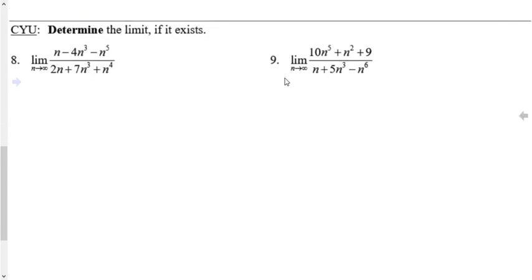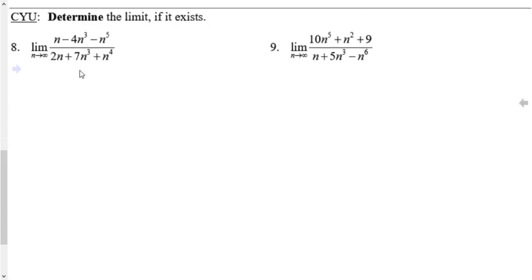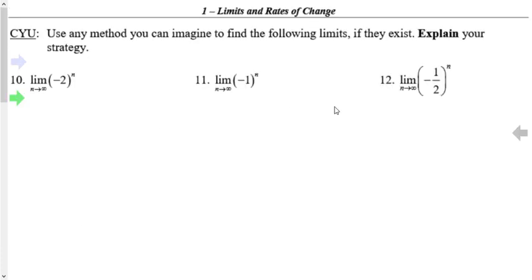So 8, 9, check your understanding. Next page, 10, 11, 12, also check your understanding. Here we are just going to do whatever we can. Any method you can imagine to find these limits, good luck. Once you finish those 5 questions, I'll have you restart the video. But for now, pause it and start with question number 8.